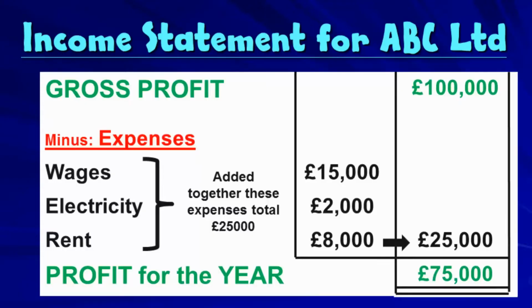Next, the bottom half of the income statement can be completed by deducting the expenses of running the business from the gross profit. For example, in this instance, £15,000 is spent on staff wages, £2,000 on electricity and £8,000 on rent, which when added together comes to a grand total of £25,000, which when deducted from gross profit gives an overall profit referred to as profit for the year of £75,000. In other words, the profit a business makes from buying and selling inventory minus the expenses of running it.